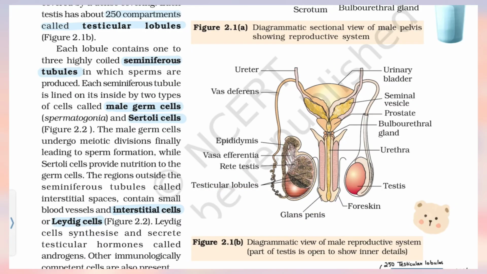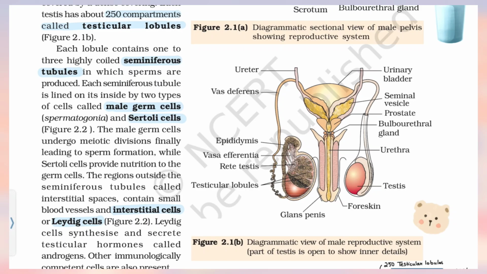The next is the diagrammatic view of the male reproductive system, where a part of the testis is open to show inner details. Each testis is divided into multiple testicular lobules. Inside every lobule, we find highly coiled seminiferous tubules. यही actual site है sperm formation का, that is also known as spermatogenesis.